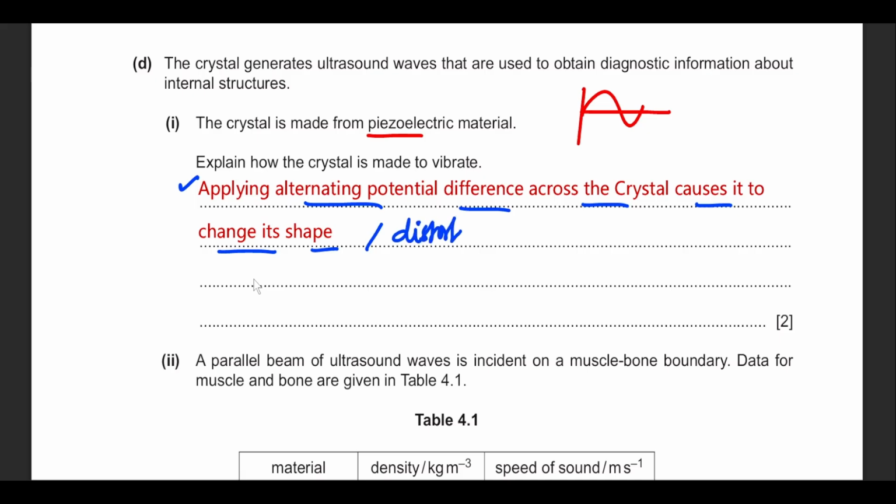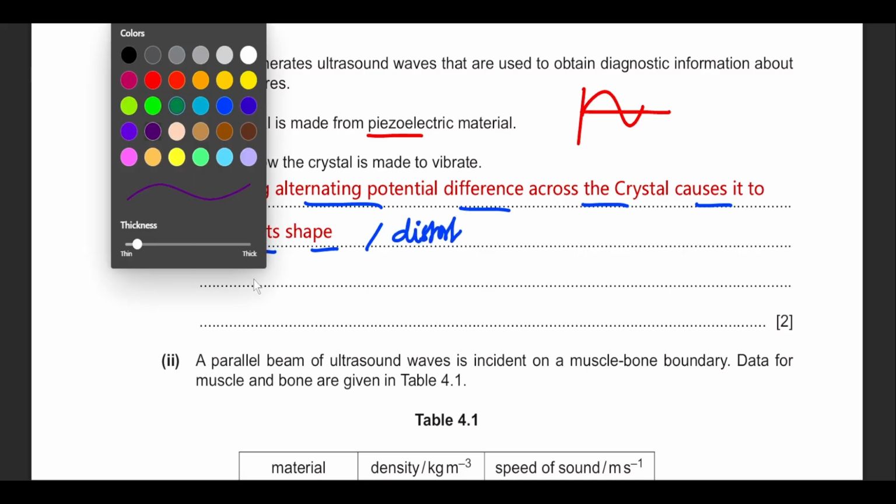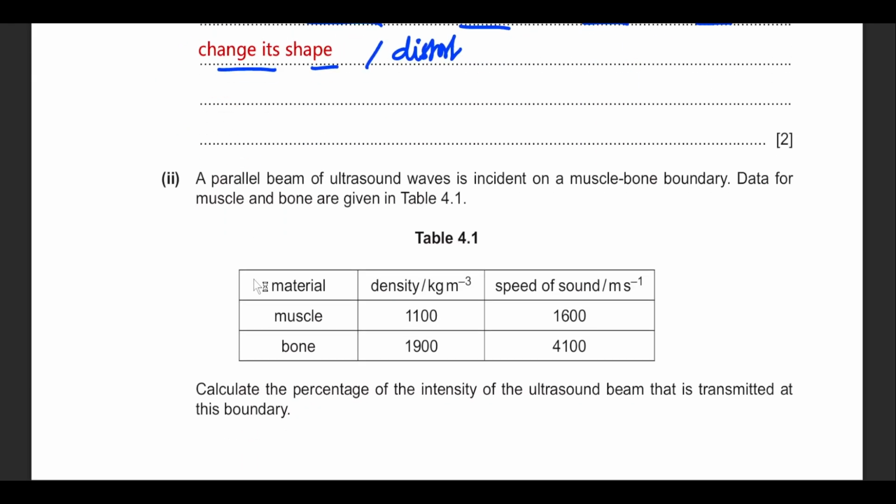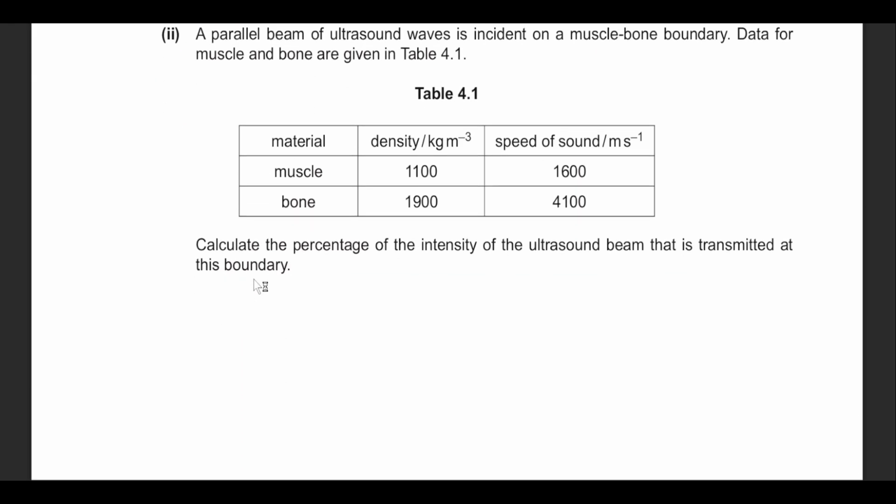If he had asked you about ultrasound production, then of course we're going to lead into compression and rarefaction, but we're going to stop here because he's already asking us to vibrate the crystal. Then he says a parallel beam of ultrasound XYZ, he says calculate the percentage intensity of the ultrasound beam transmitted. Now the formula that you do in your classrooms is the reflection coefficient, which is Z1 minus Z2 divided by Z1 plus Z2. This is about the reflection.